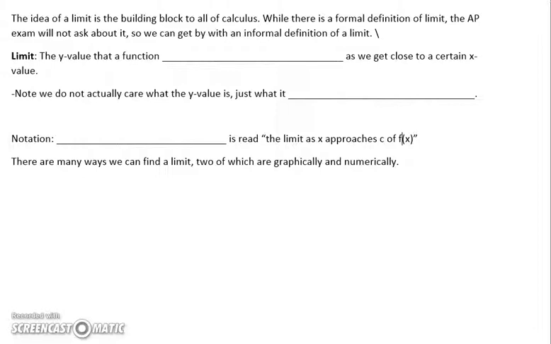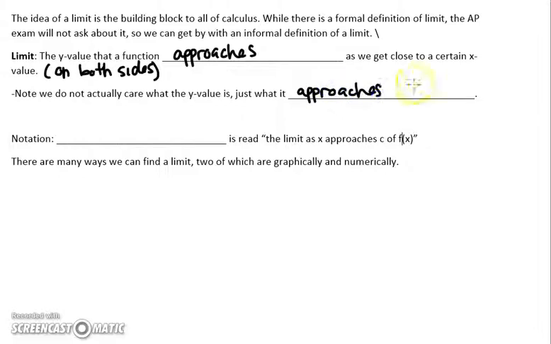As far as we're concerned, a limit is the y value that a function approaches as we get closer and closer to a certain x value. And this is going to be on both sides. So on both sides of that x value, we want to see what y value we are approaching. Now note, we don't actually care what the y value is, just what it approaches. So if we have a hole in the graph, I don't care where the closed circle is, I just want to see what I'm getting closer and closer to.